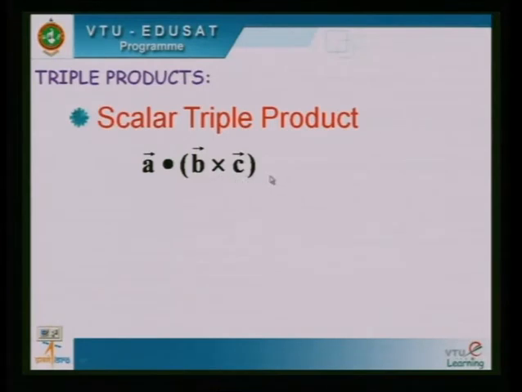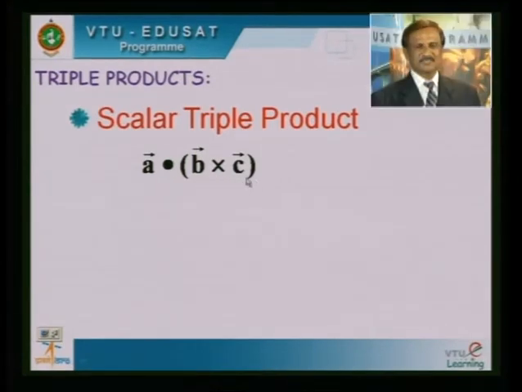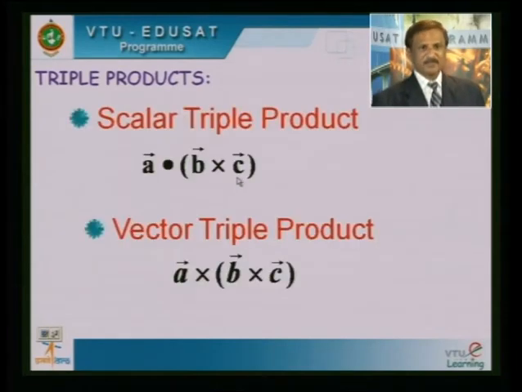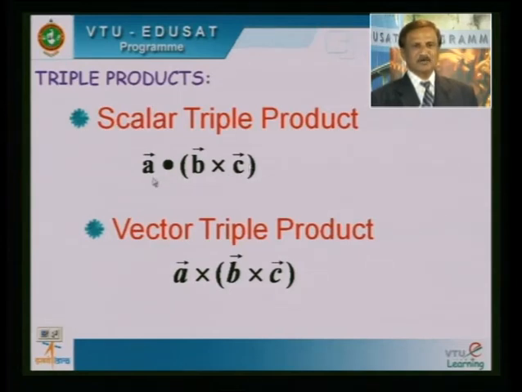Suppose you are able to define a dot b cross c, is it clear? Or suppose you write it in this form, a cross b cross c, we call it a vector triple product. So, first we can observe the scalar triple product. Suppose you write down a dot b cross c. What is the meaning of a dot b cross c? And suppose they give the components of A, B and C, then how do we calculate A dot B cross C?